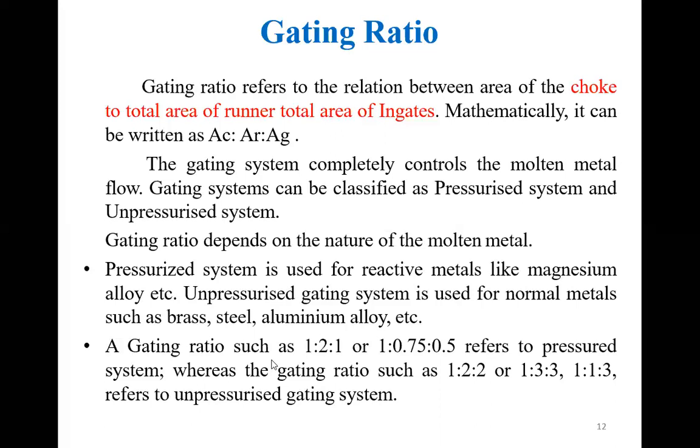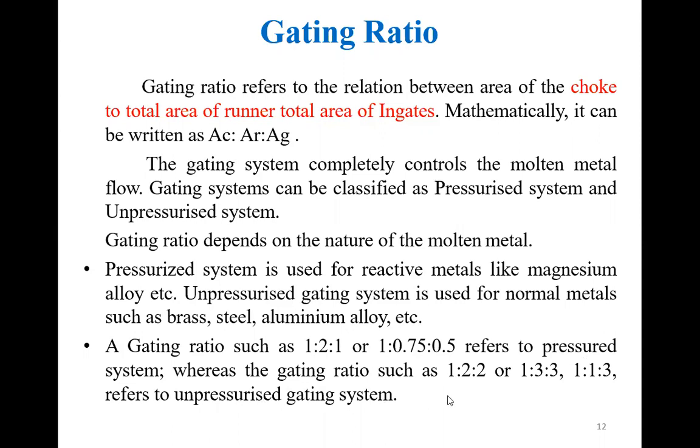A gating ratio such as 1:2:1 or 1:0.75:0.5 refers to the pressurized system. So this is the ratio to be maintained. One is the choke area, second is the runner area, third is the gate area. So one is the choke area, 0.75 is the runner area, 0.5 is the gate area. Depending on this ratio, the pressurized system is used.